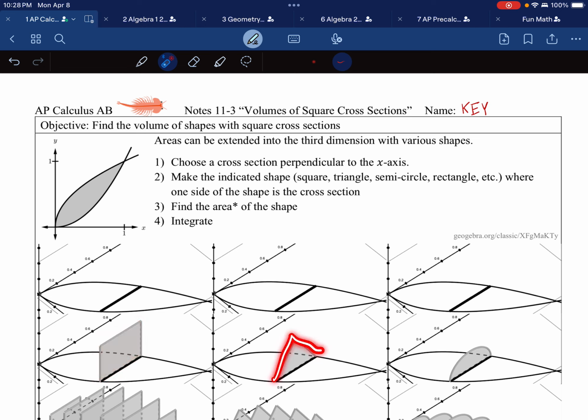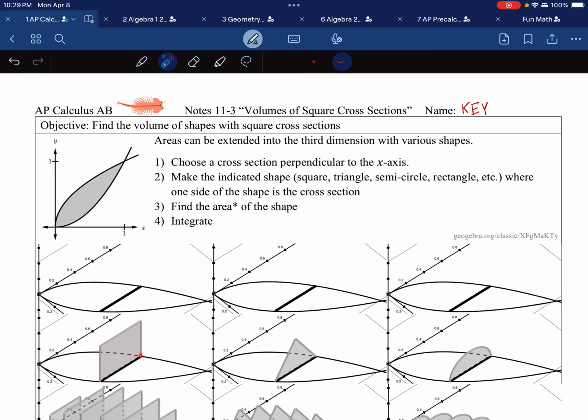But you could make an equilateral triangle. You could make a semicircle. Again, remember that word semicircle literally means half of a circle. It doesn't mean like 60% possibly of a circle. It's exactly half of a circle. It could be a rectangle. It could be a bunch of different shapes that you might see. Most typical on the AP calculus test is to see a square.